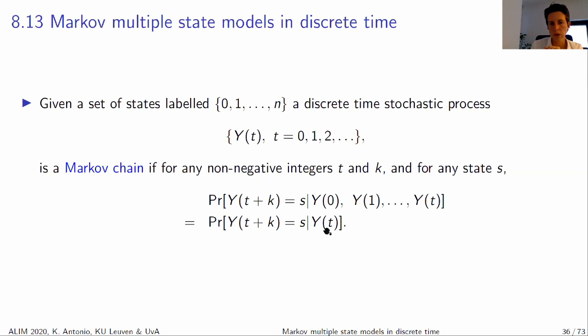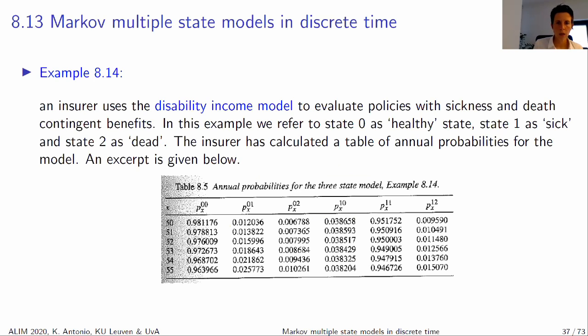So given the state that I occupy at the present moment t. So I can ignore the states that I've been occupying over time between 0 and t. Only the present moment. Only the present matters to say something about the future state. Again, an example to illustrate this. I think we can do this on the sheet.